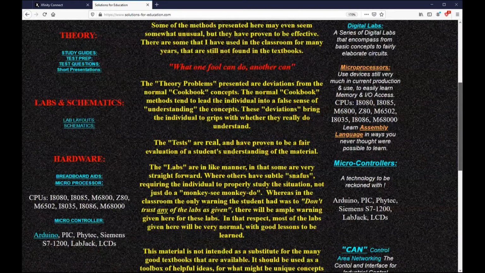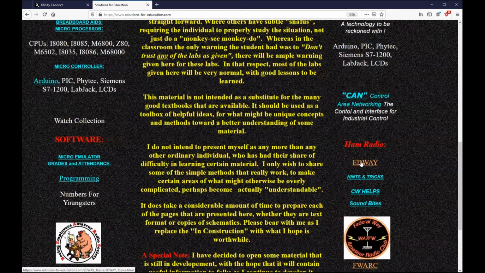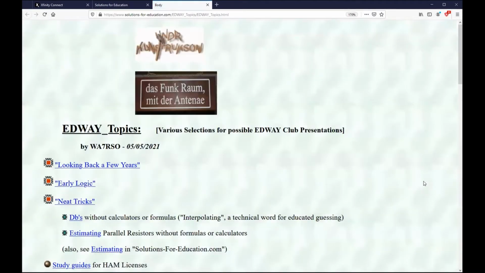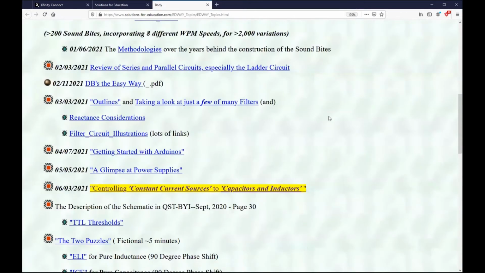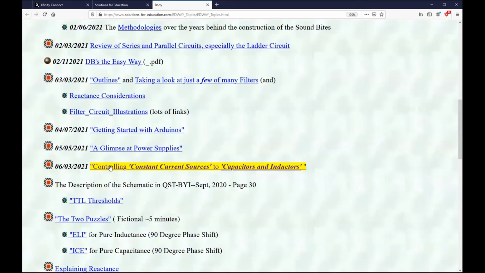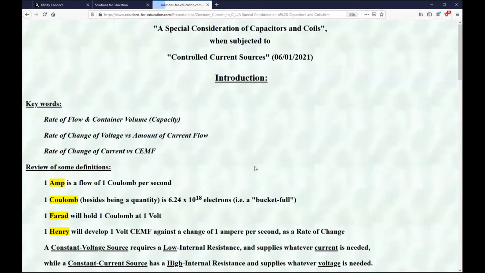Here we go. Now, what we're talking about here are controlling constant current sources. We're talking about a current which is steady or controllable, but changing the load does not affect the current. Keep that in mind as we apply it to inductors and capacitors.